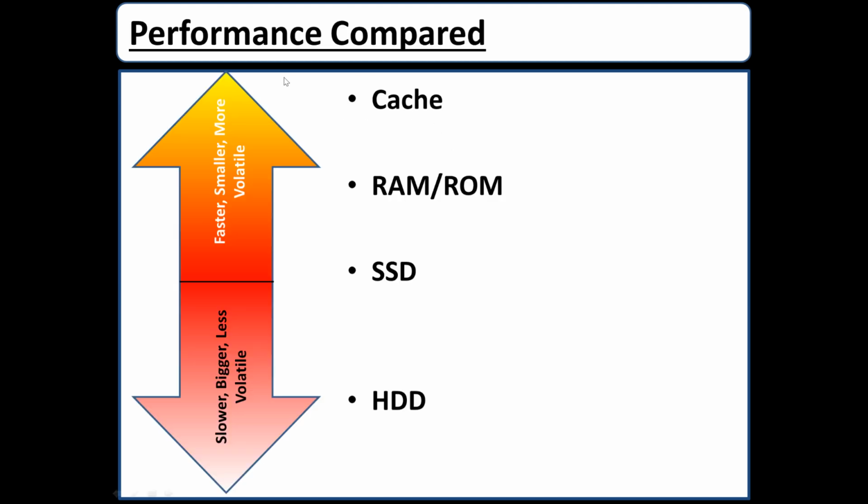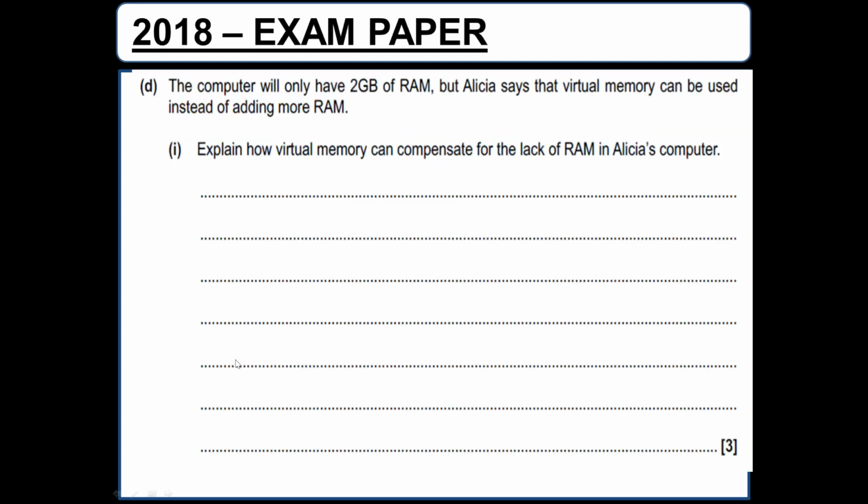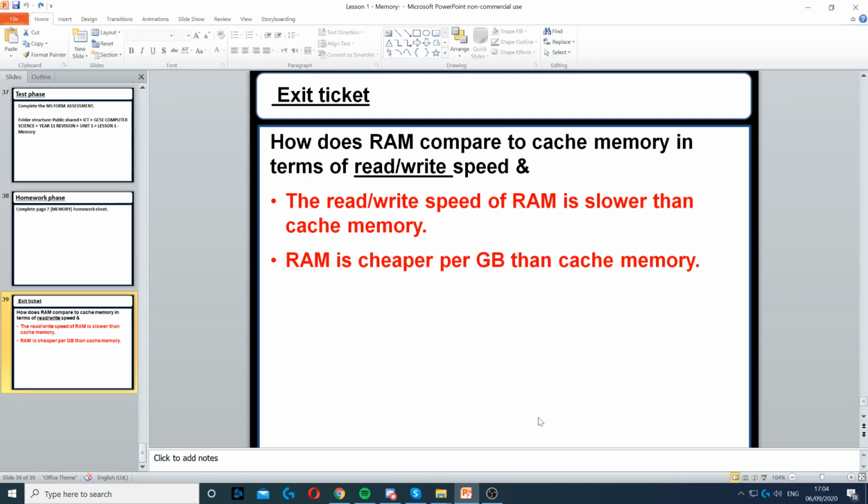Now, the differences in performance: your cache, which is the fastest, then RAM and ROM, then solid state drive, and then hard disk drive. Hard disk drive is the slowest one, but hard disk drive can store the most amount of data. And that's everything that you need to know about RAM, ROM, and cache.